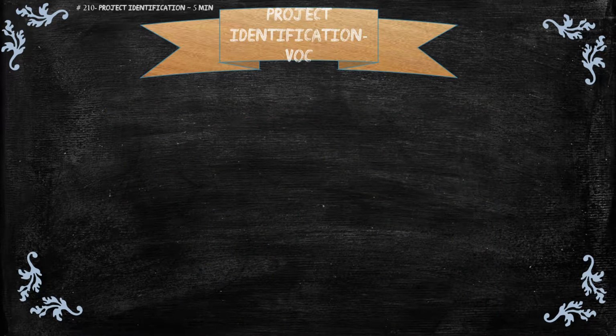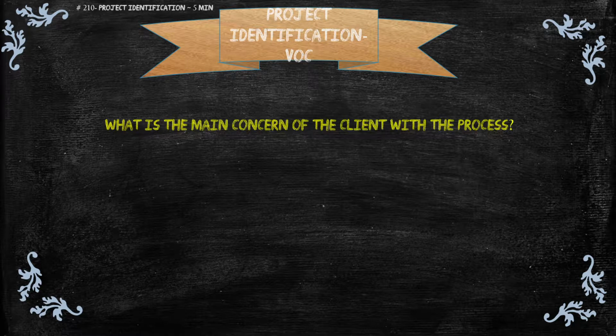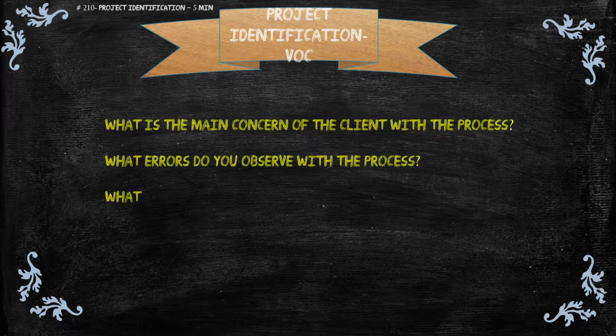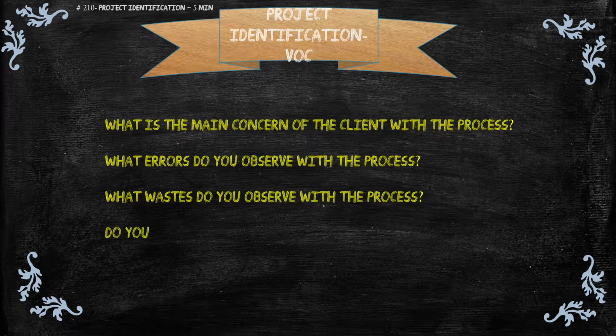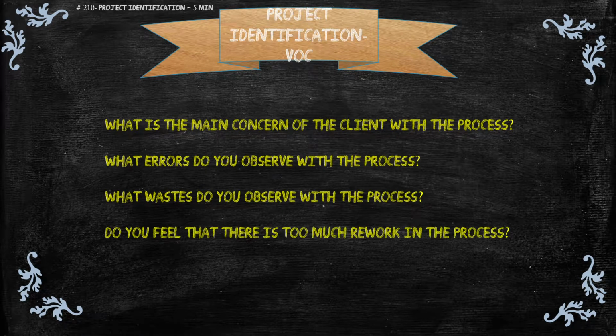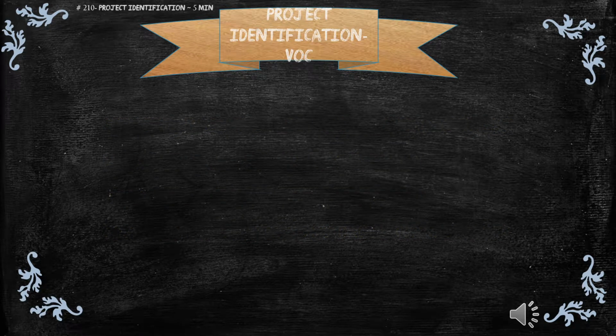For a Six Sigma project, client needs are collected using basic interview techniques. Let's take an example of an inbound customer service process, in which the client has expressed a desire for change. The possible questions to ask are: what is the main concern of the client with the process? What errors do you observe with the process? What wastes do you observe with the process? Do you feel that there is too much rework in the process? As we had discussed, the answers to these questions will just be the stated client needs.